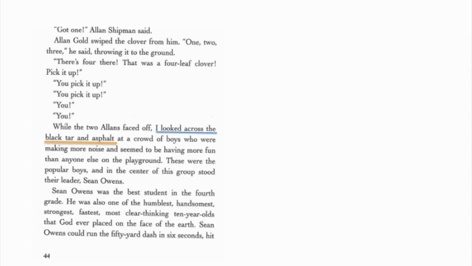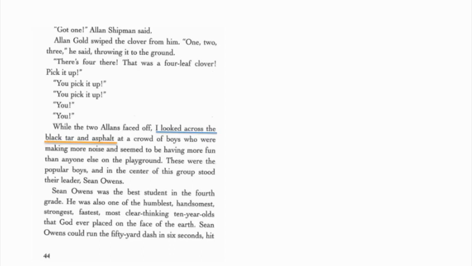So you have to remember, Will was with the two Allens picking clovers. So he was probably in grass. But the author didn't say, I looked across the grass, because that might be kind of positive. But instead, he said, I looked across the black tar and asphalt because those boys were on the playground. They're having a great time. And yes, the playground is made of asphalt.